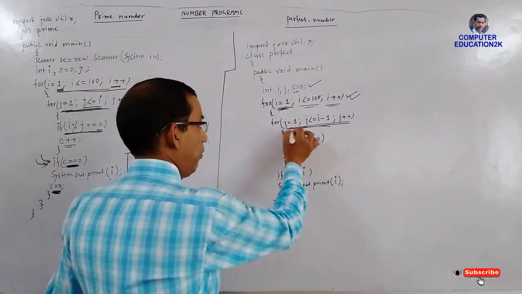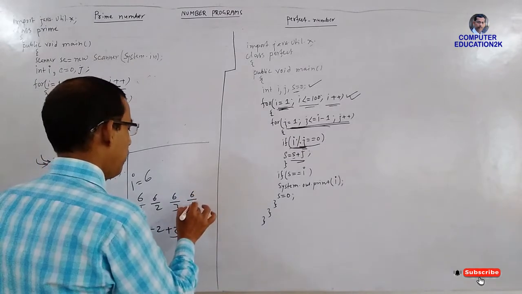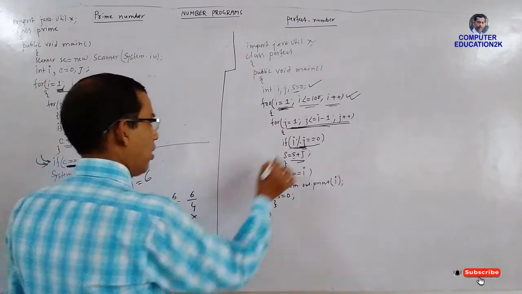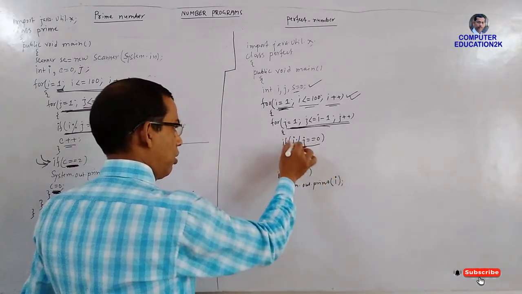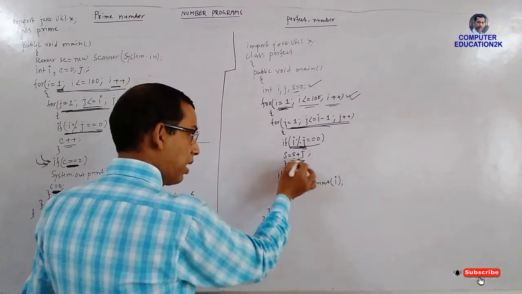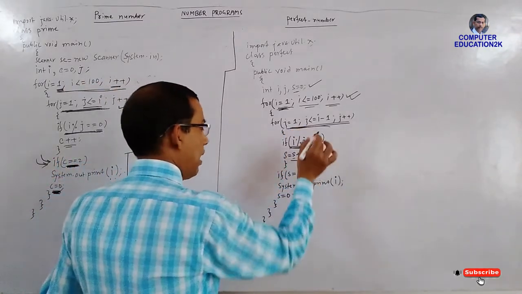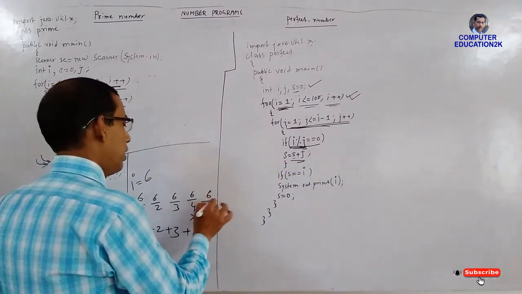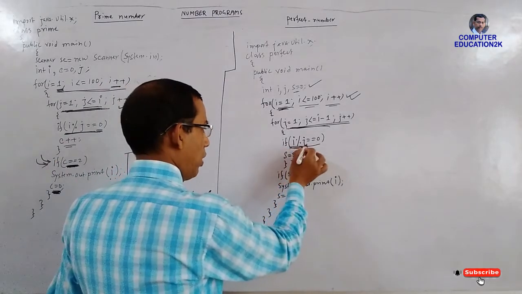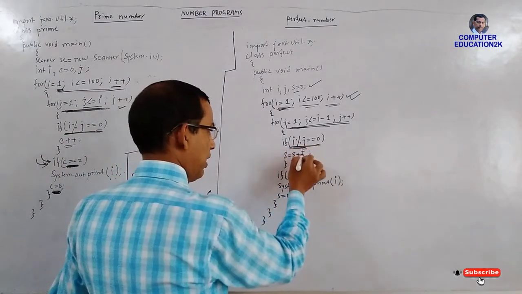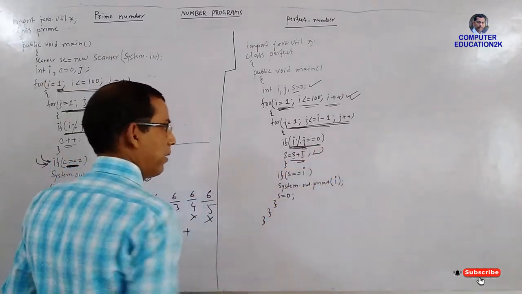Then j will be now 4, but i is still 6. 6 by 4, is it going? Not going. The condition is false. So that 4 will not be stored in s. Next, j will be 5. i is still 6. 6 by 5, is it going? Not going, because the condition is false. That 5 will not be stored here in s.